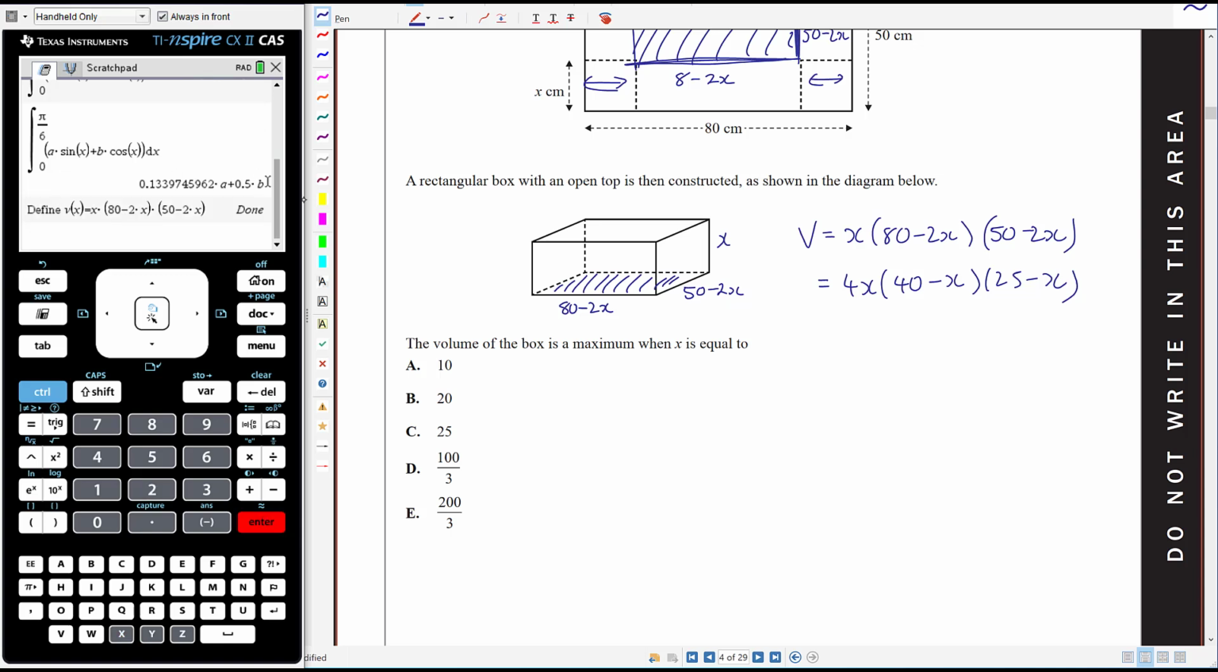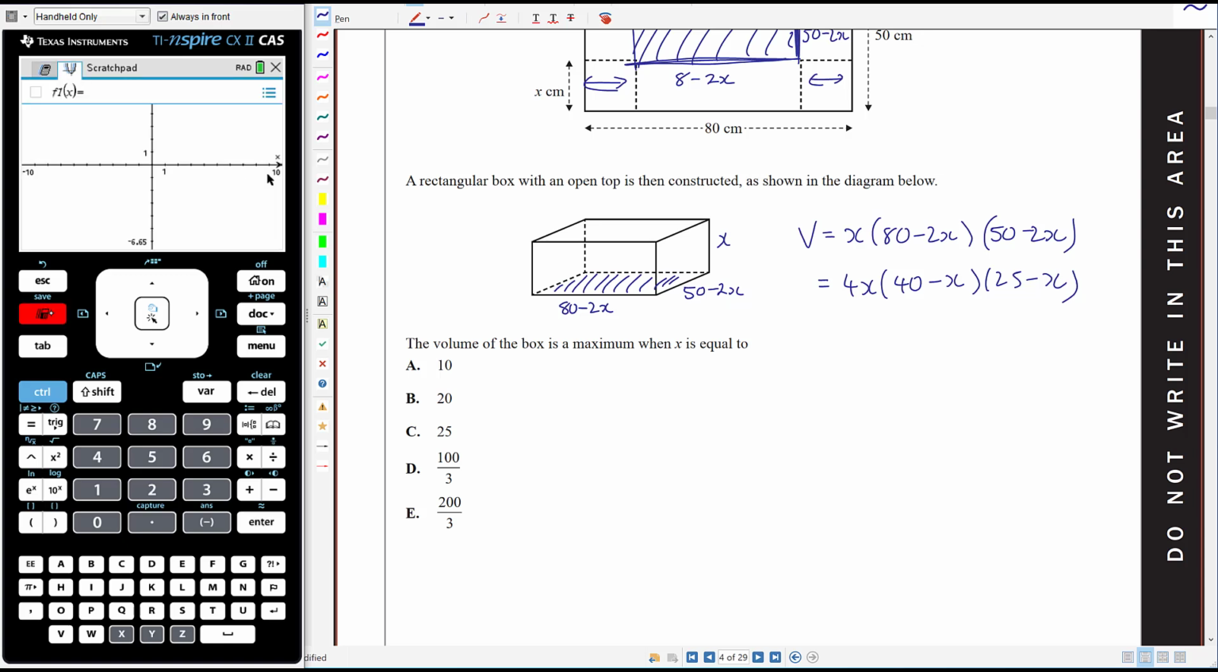Okay, so there's our volume function in terms of x. As I said, you can graph it. Personally, I generally avoid mucking around in the graphing screen. I'm going to have to adjust the window, I'm going to have to do my lower bounds and upper bounds. It's all very ugly. I usually wouldn't bother. I would do it simply algebraically.